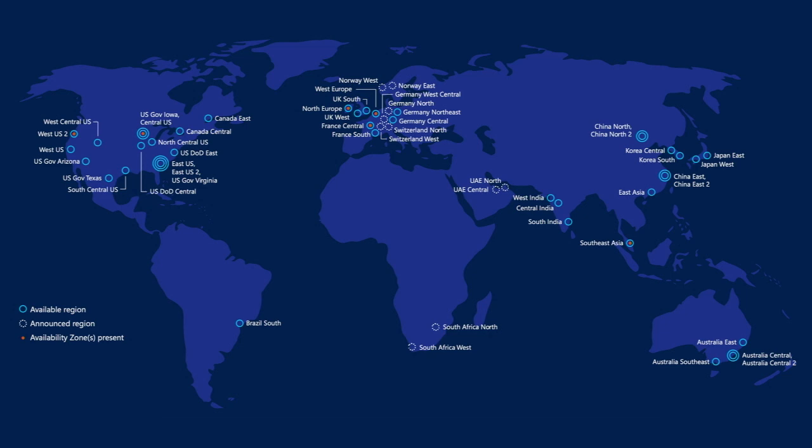There are 54 of these total, plus all of the edge locations. There's essentially 140 different countries that we can put things in. I promise you that this slide, in fact, doesn't have South Africa North and South Africa West on it, so it's already out of date. This is something that is very much a differentiator for Azure, the total number of countries and the total number of regions that we have out there.